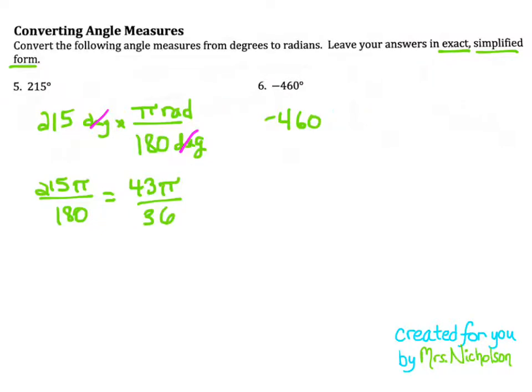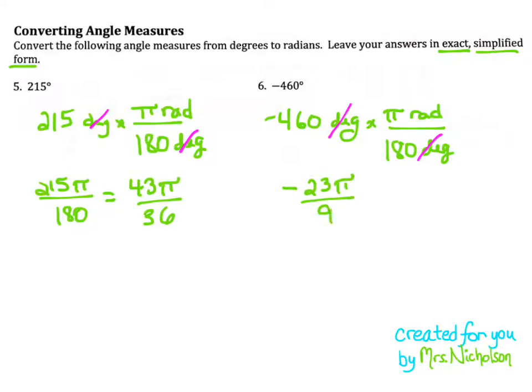All right, question number 6, negative 460 degrees times, sorry, let me go back, negative 460 degrees times pi radians over 180 degrees. Degrees cancel out. And that negative 460 over 180 reduces to negative 23 pi over 9.